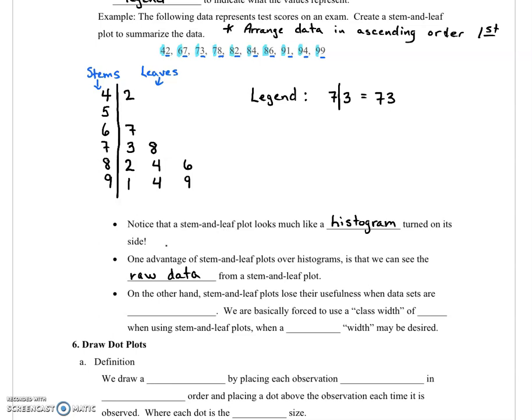So back to the advantages and disadvantages. We said the advantage of the stem and leaf plot over the histogram is that we can see the raw data values. On the other hand, they lose their usefulness when the data sets are very large. Then it's just tedious to make one, and it doesn't really matter what the raw data is at that point. The reason that it's annoying when the data sets are very large is that we're forced essentially to use a class width of 1 when we use a stem and leaf plot. And sometimes we'd rather have a larger width.